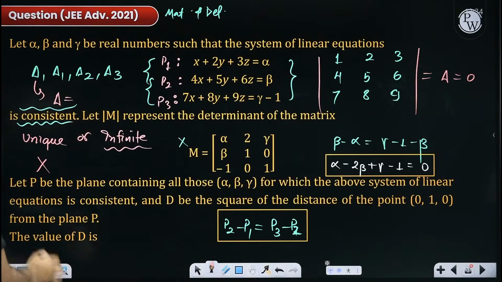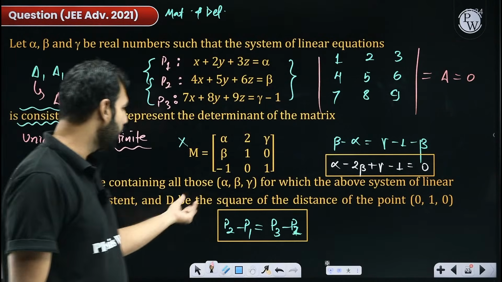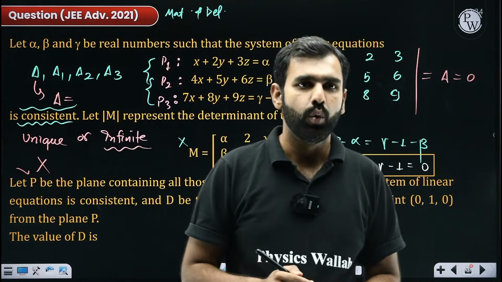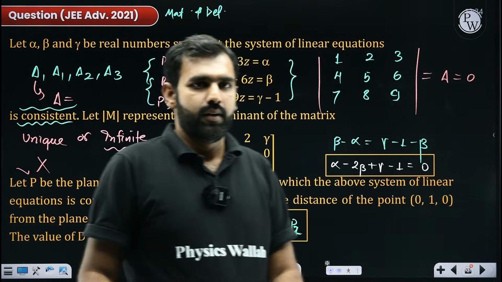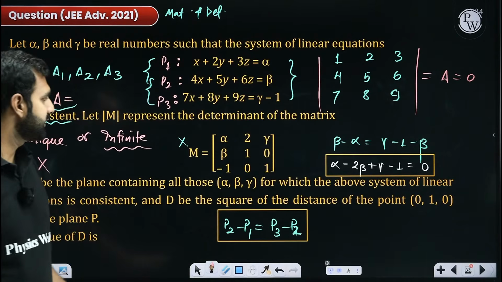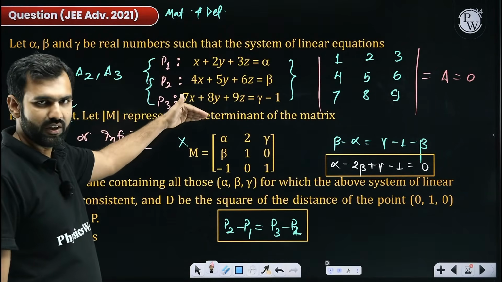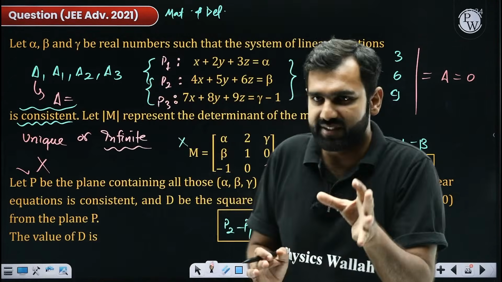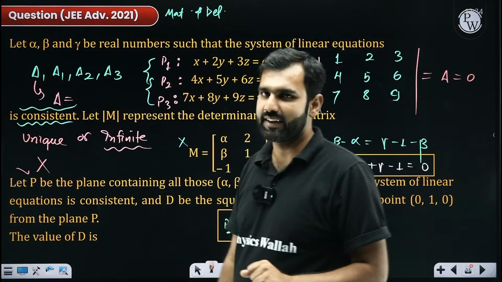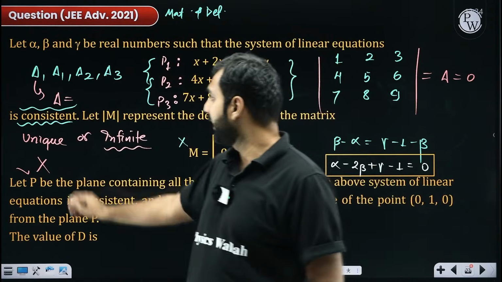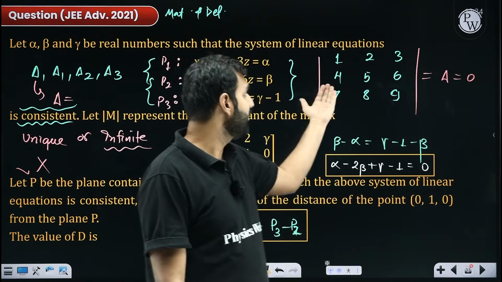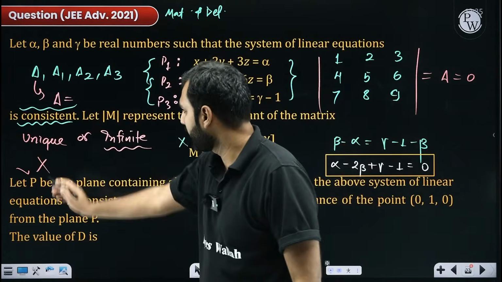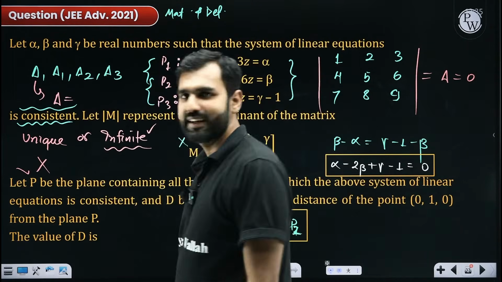Pay attention to this part. Let P be the plane containing all these alpha, beta, gamma. So in a plane, can you explain it again? Which part? All I'm saying is that this system of equations was said to be consistent. From Cramer's rule, we know consistency means what? Either unique solution or infinite solutions. For unique solutions, delta should be non-zero. So delta, when I found the coefficients of x, y, z, this determinant was 0, which means it cannot have a unique solution. That means it will have infinite solutions.